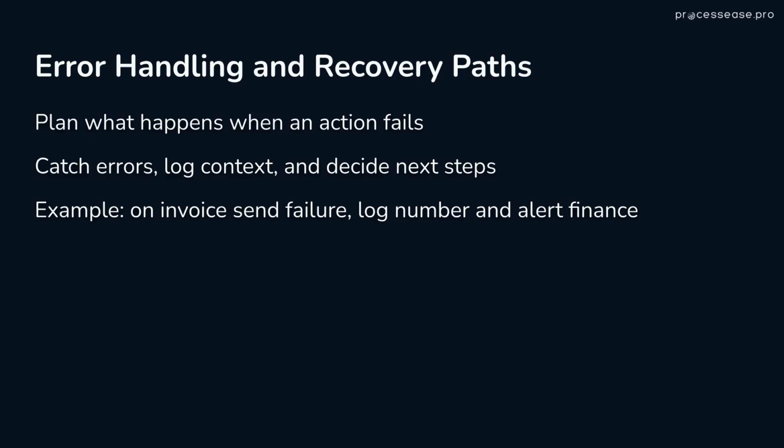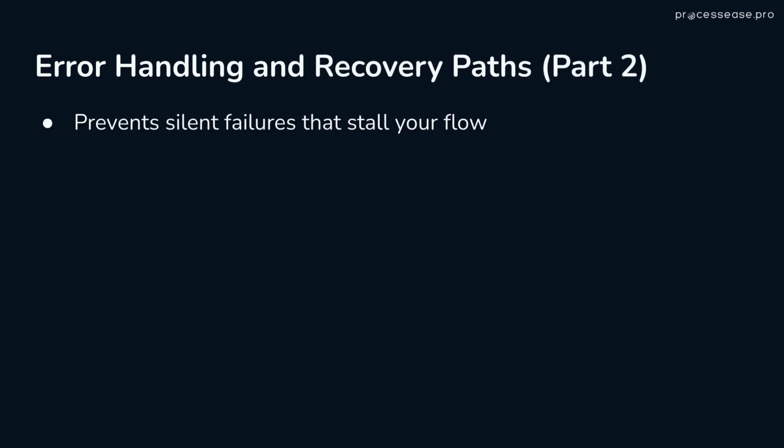Before going live, use test data, 1 or 2 records, representative of real data. Check the output of each key step. Keep simple logs somewhere, sheet, table, or inside the tool. This helps you see what data came in, what went out, where things went wrong. Planning for recovery paths prevents silent failures that stall your flow. Good workflows plan for failure by setting up alerts or logging errors, ensuring that one step failing doesn't block the entire batch.